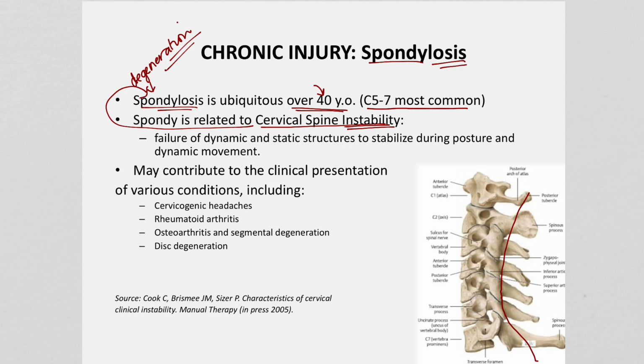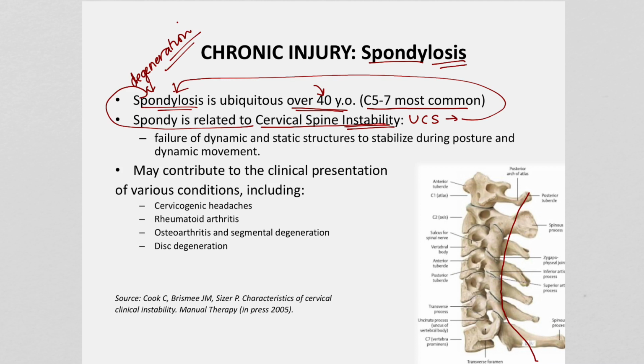So if we identify a patient with that upper cross syndrome, the goal would be to strengthen and stretch in hopes that we would reduce the amount of spondylosis that might occur over time, right? So, very well said here, failure of the dynamic and static structures to stabilize during posture and dynamic movement can increase load and cause spondylosis. So we as rehabilitationists want to be really good at identifying those and creating prehab programs for patients that might actually present to our clinic.